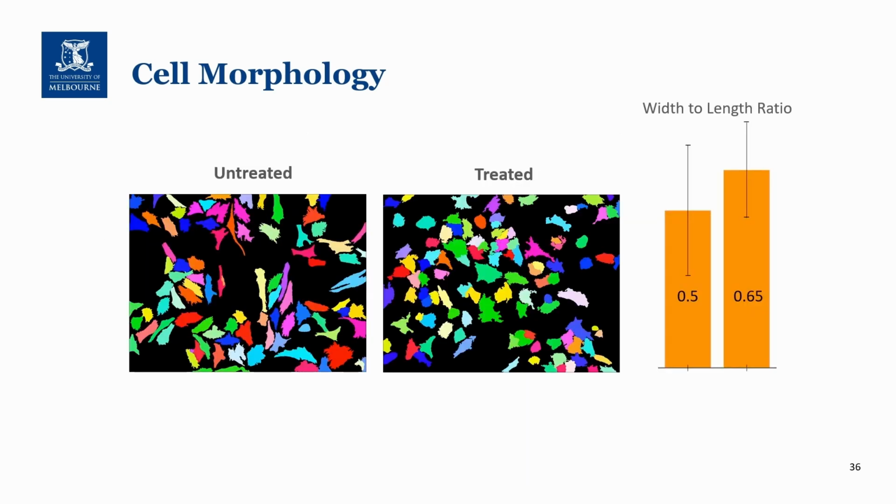In this assay, you can see that measuring and comparing the width to length ratio for treated and untreated cells shows a significant difference in morphology.